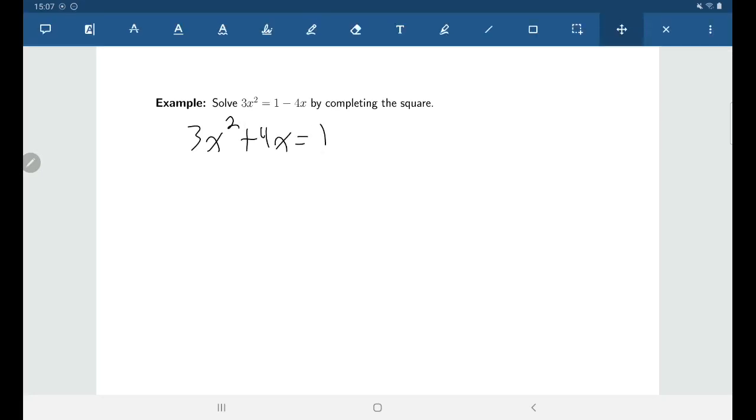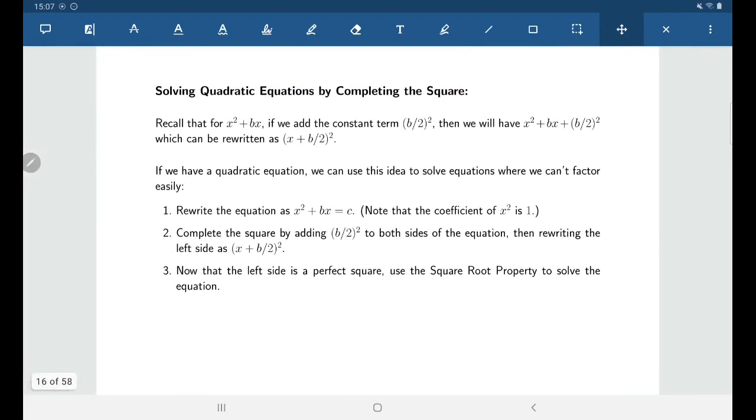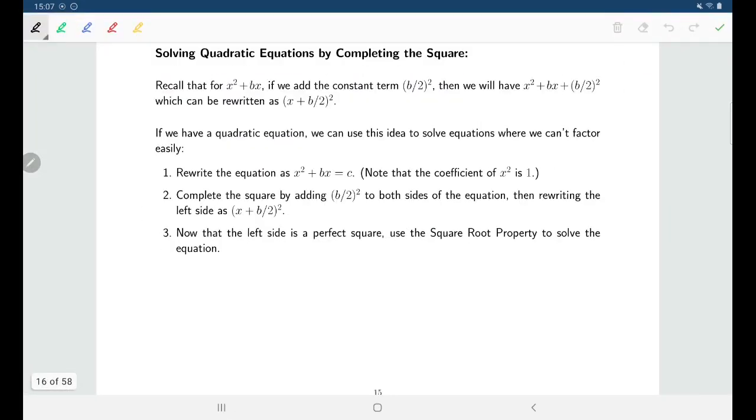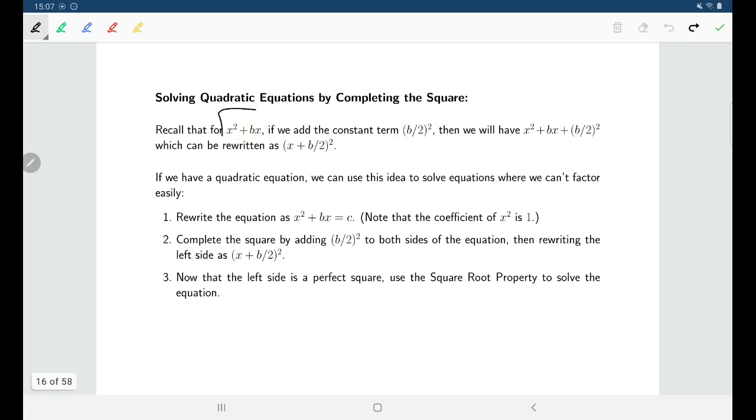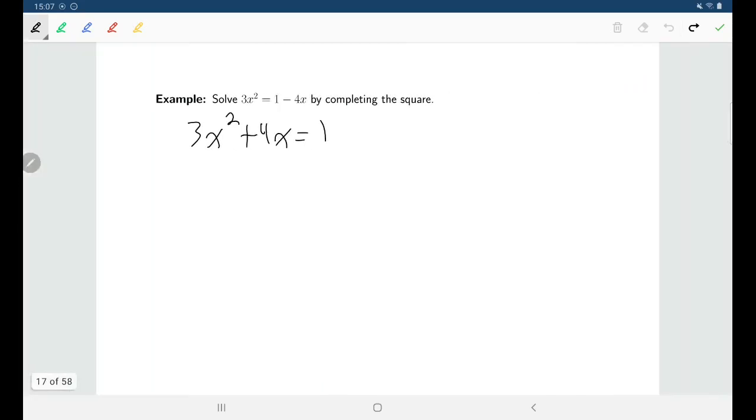And before I go further, the one thing for us to remember is that this business of taking the coefficient of x and cutting it in half and squaring it, that begins with us having something that just has x squared, not a coefficient other than 1 in front of the x squared. And we've got that here. We have 3x squared. So really, before I do anything else, I really need to make it just x squared. And I'm going to accomplish that by dividing both sides of the equation by 3.